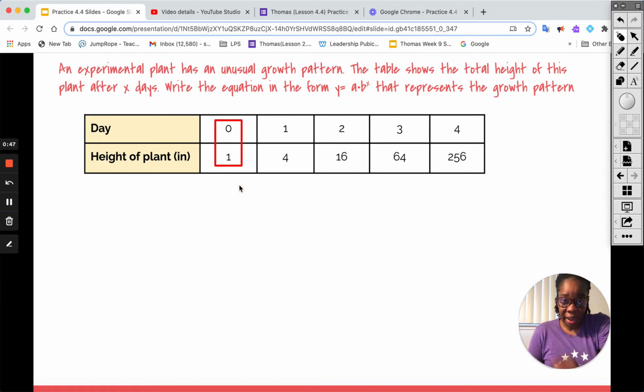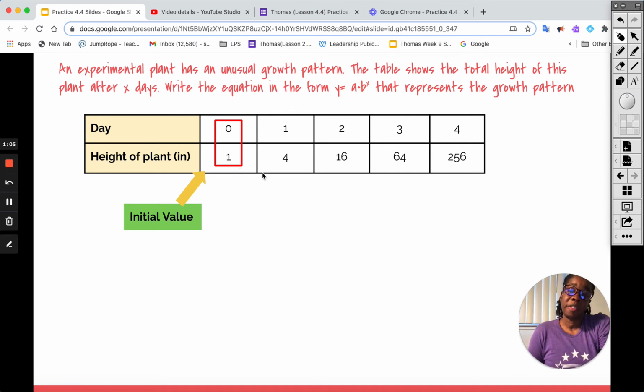So first, the starting height of the plant, we know it's the starting height because the input value is 0. The height that matches that is 1. So our initial value for the table is going to be 1.